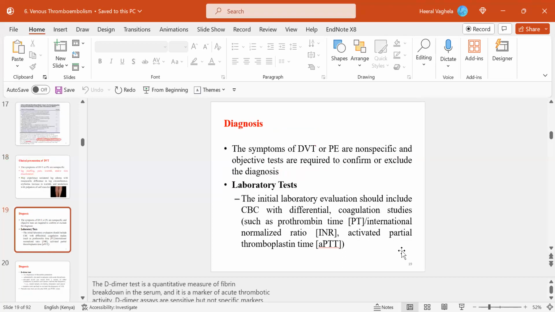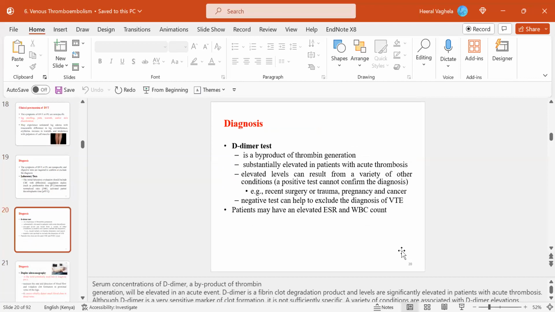Lab tests over here now, that's when you do the prothrombin time and activated partial thromboplastin time, because it's about coagulation, so you just basically do them. And then the D-dimer test, this is just a byproduct of thrombin generation. So if somebody has a clot, this D-dimer would be quite high. And some patients also have elevated ESR, and the white blood cell count is high also.